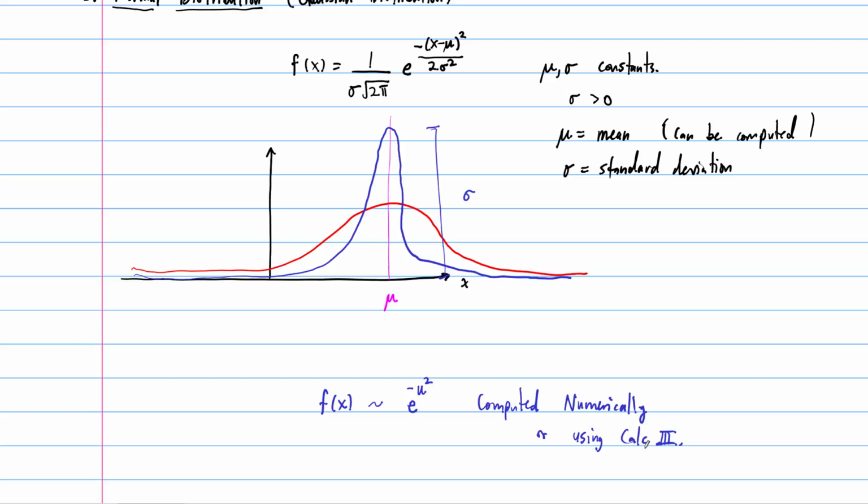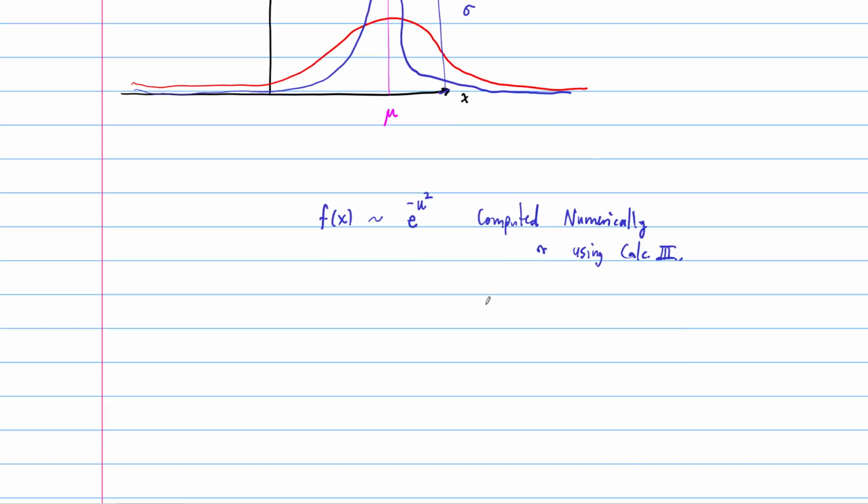So what do you learn in Calc 3? Mostly you learn how to compute this integral. The integral from minus infinity to infinity of 1 over sigma square root 2 pi e to the minus x minus mu quantity squared over 2 sigma squared dx. This is equal to 1. That you'll do in Calc 3.